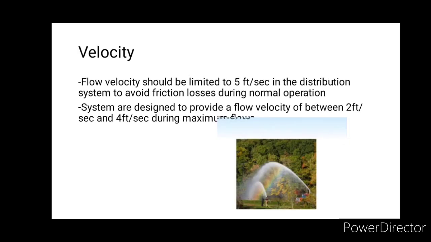The last one is velocity. Flow velocity should be limited to 5 feet per second in the distribution system to avoid friction losses during normal operations. Water velocity is reduced by increasing the diameter of the pipe for a given volume of flow. Systems are designed to provide a flow velocity of between 2 feet per second and 4 feet per second during maximum flows.